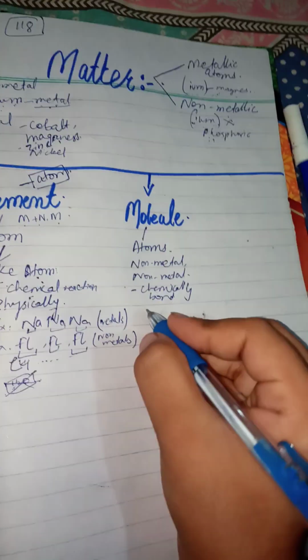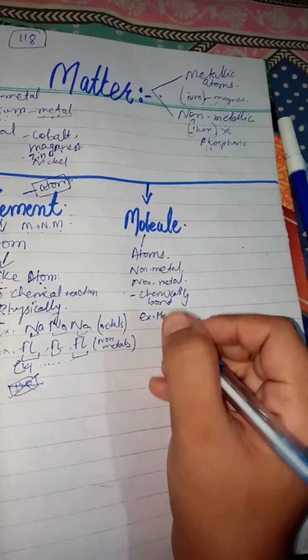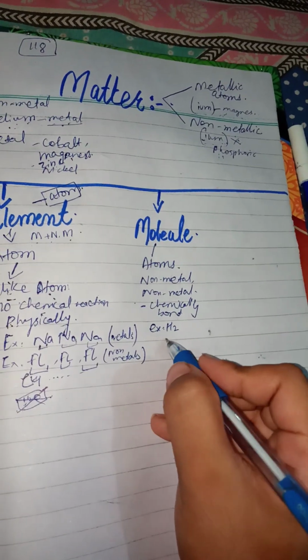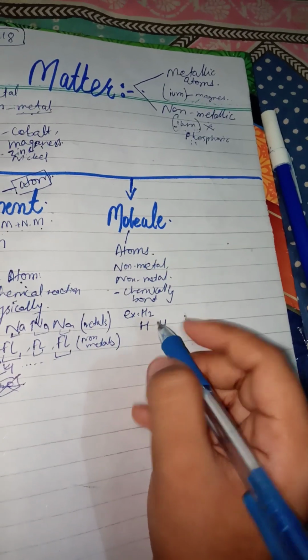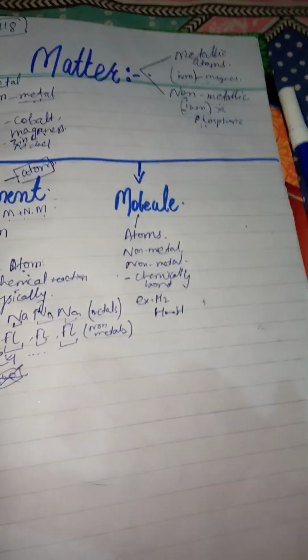So now if we talk about an example, we get H2. This means these are non-metals, and when we write hydrogen 1 and hydrogen 2, if they are attached by a chemical bond, we'll mark a circle here and then the bond. This means molecule.